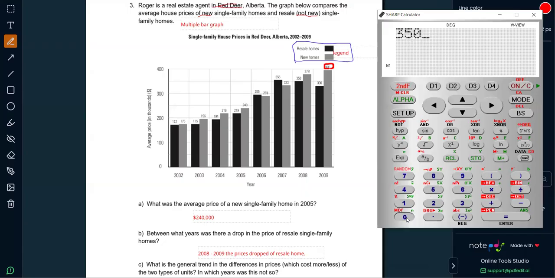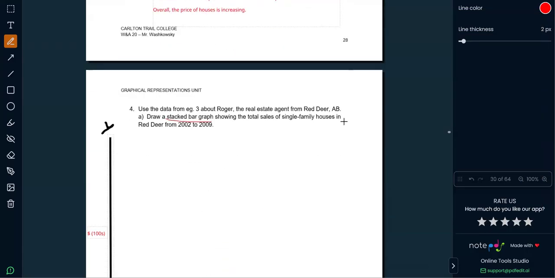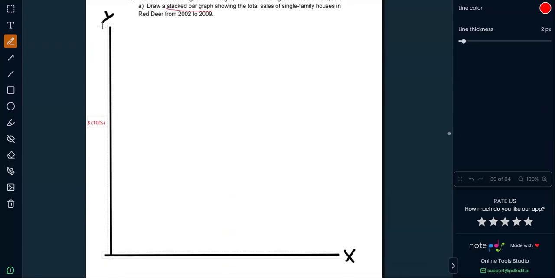What about this 350 plus 378? Oh, 728. What about this 355 plus 333? Okay, so 728 is my highest number I've got to go up to. So I've got to make sure I'm at least at 725 up here. What's an easy number that I could go up by?